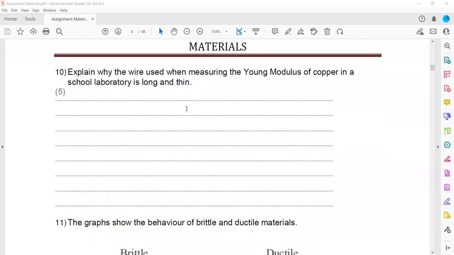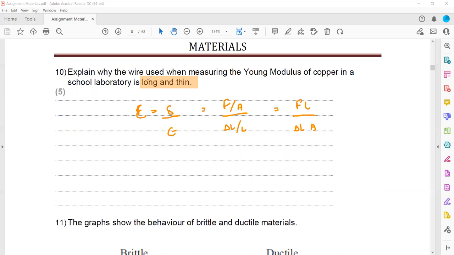In question 10, explain why the wire used when measuring the Young modulus of copper in a school lab is long and thin, and it's of 5 marks. The wire must be long and the wire must be thin when we are determining the Young's modulus. So what is the Young's modulus? The Young's modulus itself is stress divided by strain. And what is stress? Stress is force acting on unit area and strain is change in length over original length. Or when we simplify, it will be F L divided by delta L A.